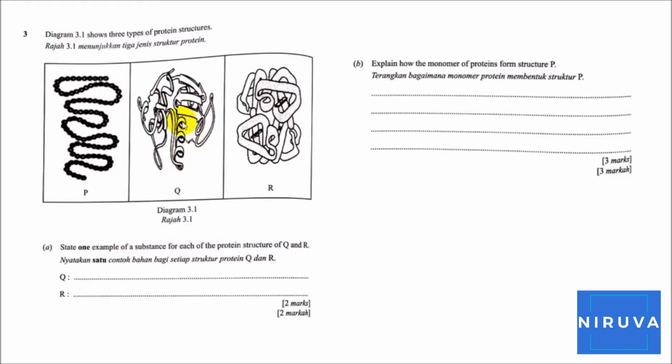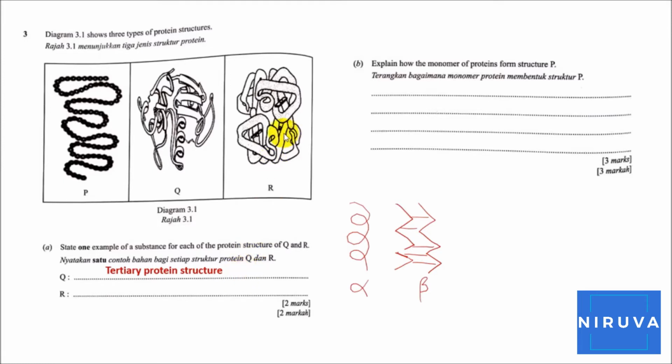Okay, so basically for protein structure Q, as you can see, it is composed of the interaction between what we call the alpha helix and the beta pleated sheet. And these are the two forms of secondary protein structure. The interaction between these two structures will form Q, which is the tertiary protein structure.